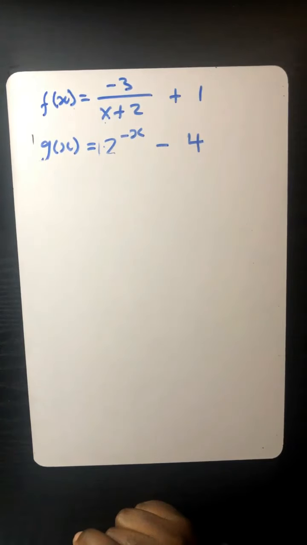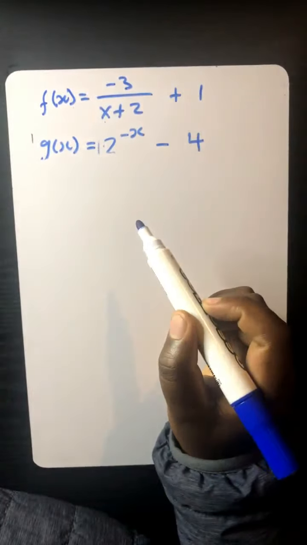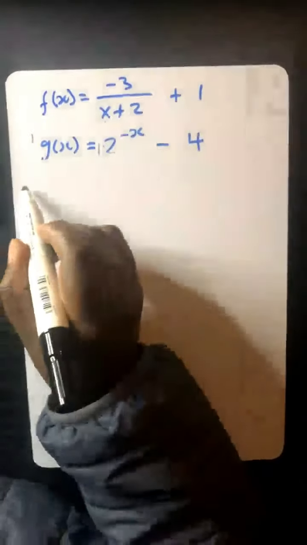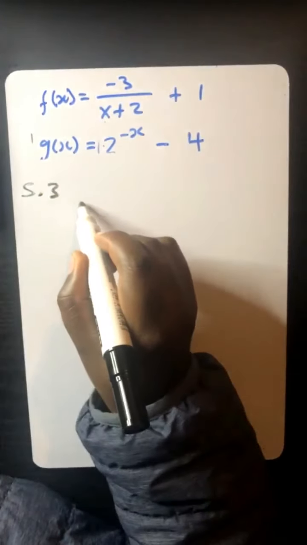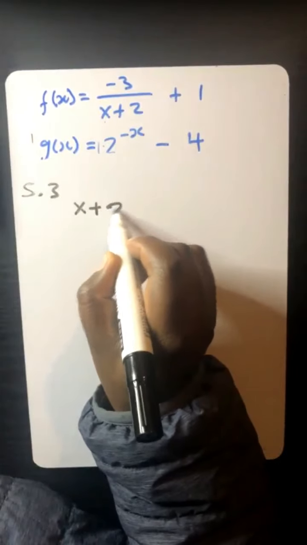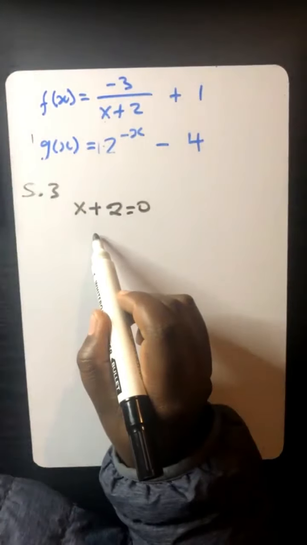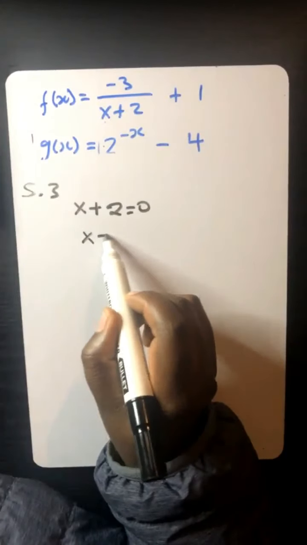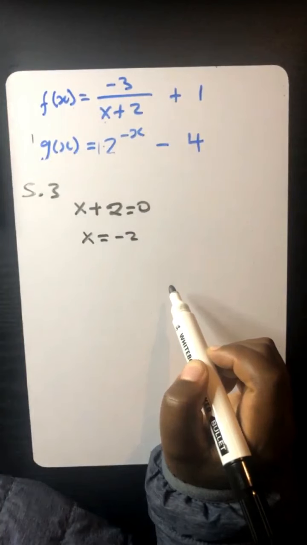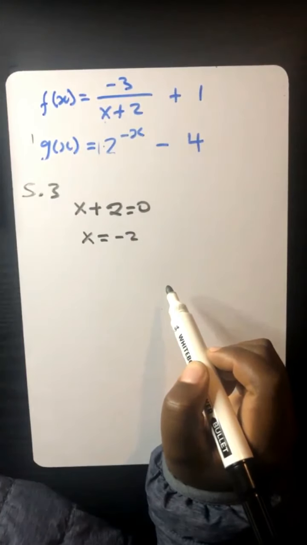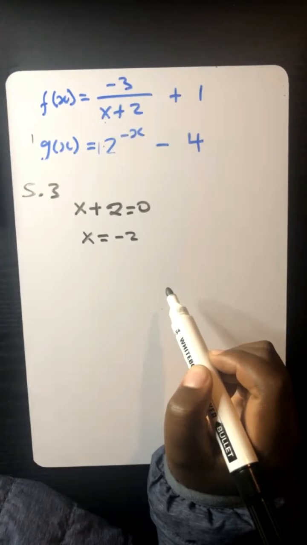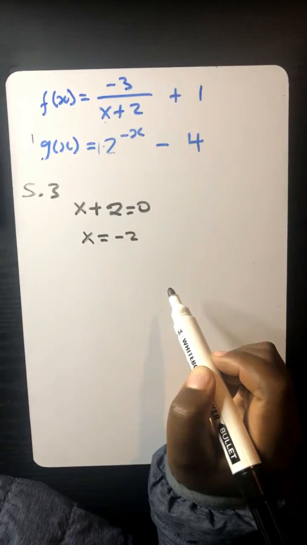The asymptote of f of x is x plus 2 equals to 0. Then x is equal to negative 2. Then for the y, for the vertical, it's equal to 0. Then x is equal to negative 2. But how can x be equal to negative 2? How? So we equated that denominator to 0. Then we take it to the other side, then it'd be negative.